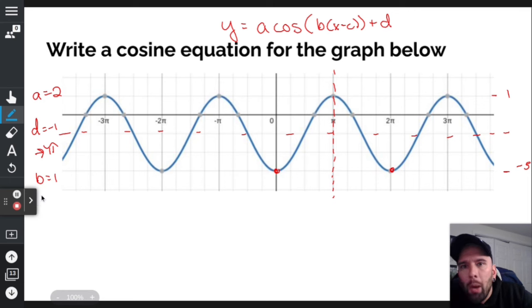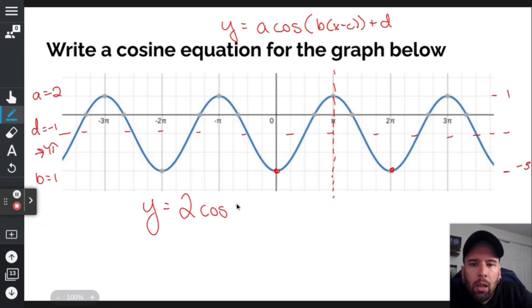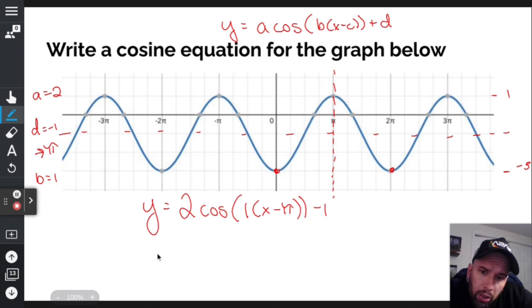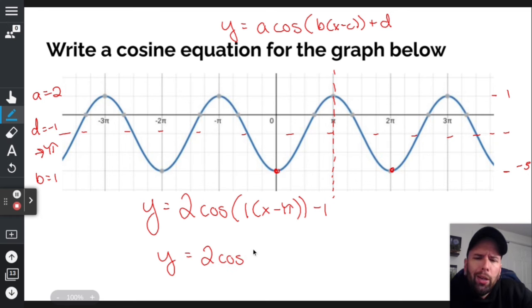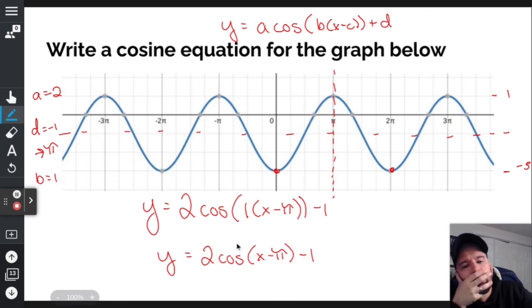Okay, so my amplitude is a, y equals a, which is 2, cosine, b, which is 1, times parentheses x. If I move to the right pi, then it's going to be x minus pi. Close it. And then minus 1. So let's clean this up. Y equals 2 cos, distribute the 1, x minus pi, minus 1. All right.